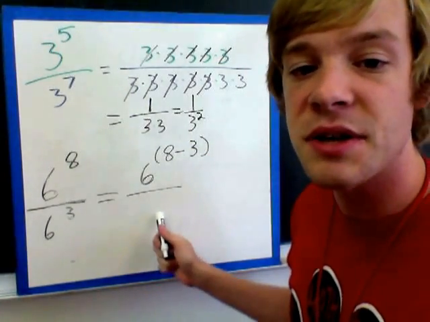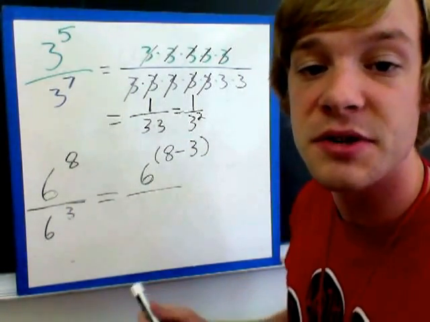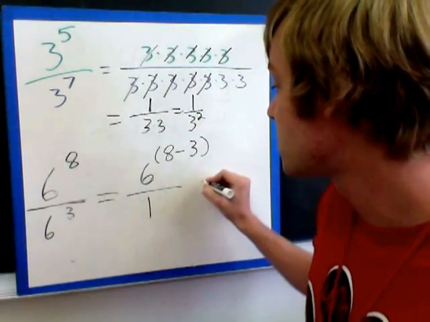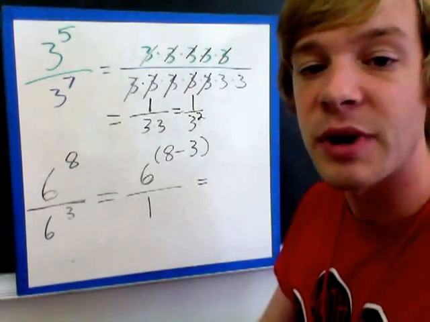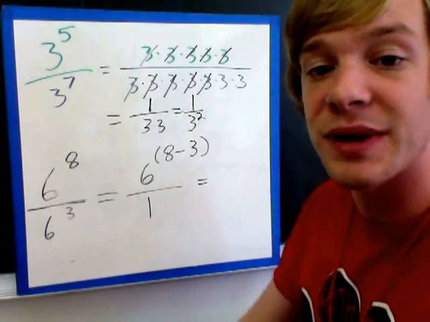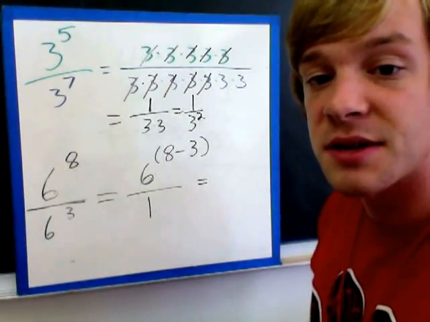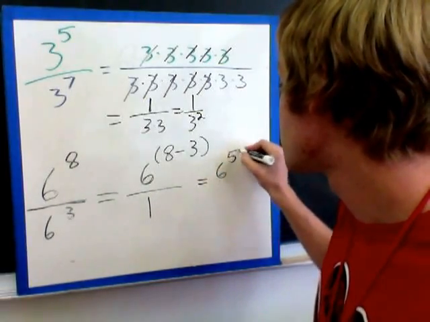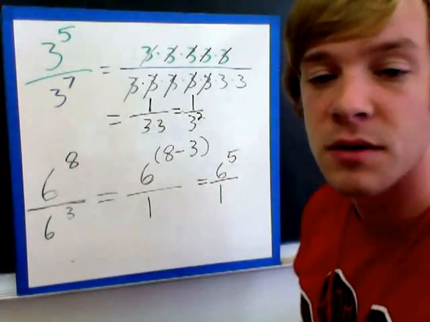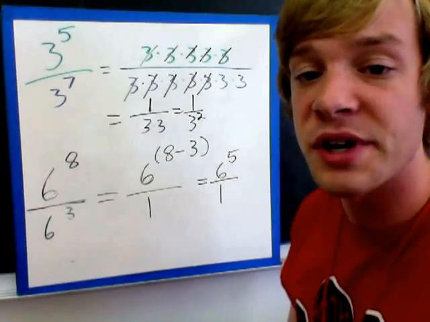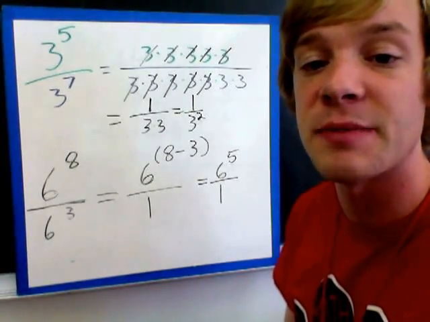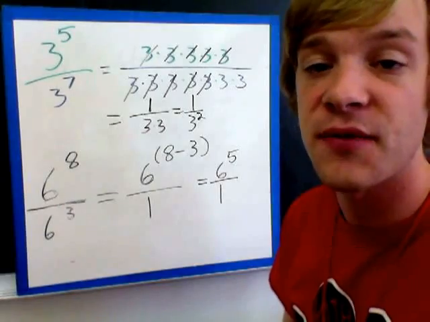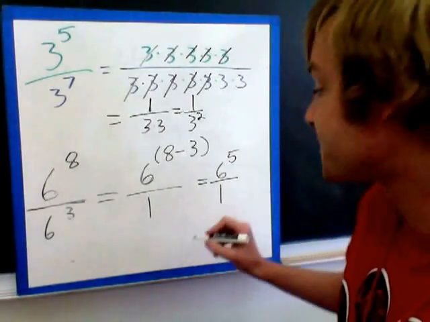Now, we see that there's nothing down here on the bottom, so since there's nothing down there, we need to put a 1. And 8 minus 3 gives us 5, and so we end up with 6 to the 5th power. We don't need to write the over 1 anymore, because we know that anything divided by 1 is simply what we have, so I'm just going to write 6 to the 5th power for my final answer.